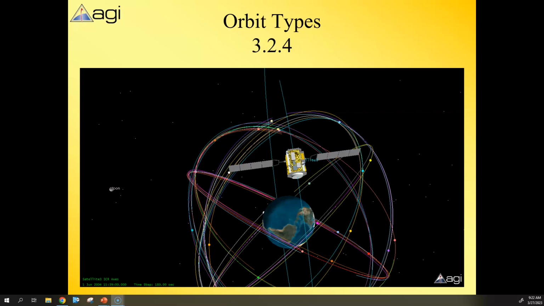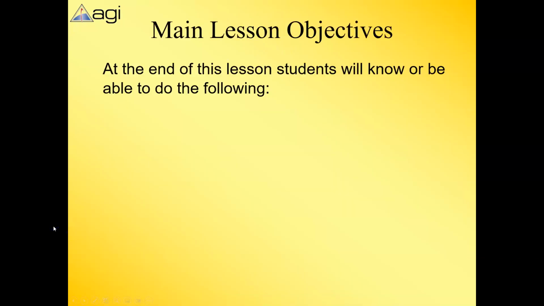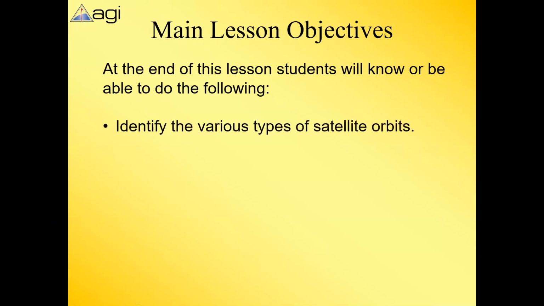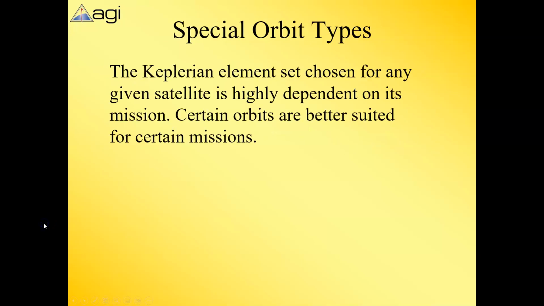Hello everyone, this video is for Aerospace Engineering, Activity 3.2.4, Orbit Types. So the main lesson objectives. At the end of this lesson, students will know or be able to do the following. Identify the various types of satellite orbits and the advantages and disadvantages of various orbits.